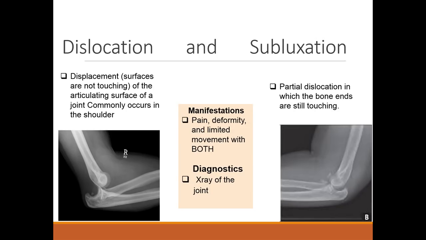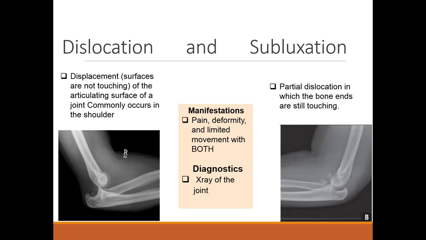We look at terms like dislocation and subluxation. Dislocation is an abnormal displacement of the articulating surfaces of a joint. These are basically with the dislocation, those bone ends are not touching. Most often, dislocations are seen in the shoulder and acromioclavicular joint. When we see a dislocation, again, remember that the surfaces of those two bone ends are not touching. They're not in contact with each other.